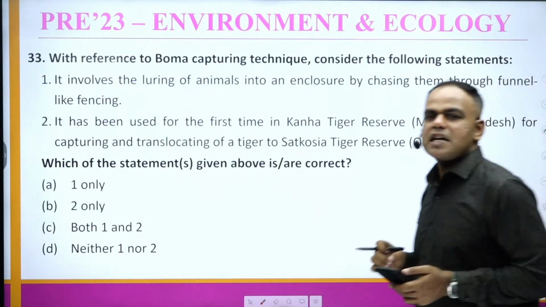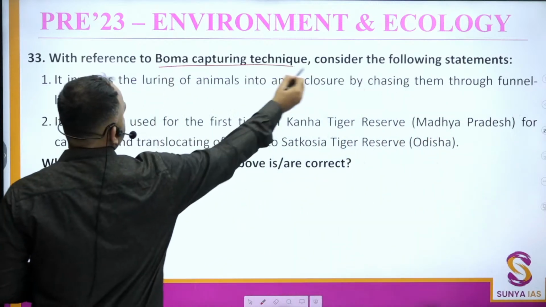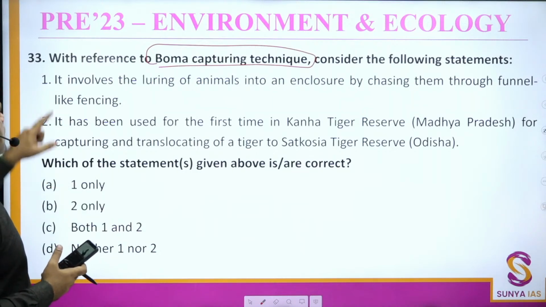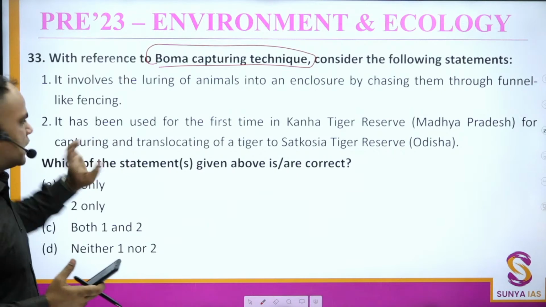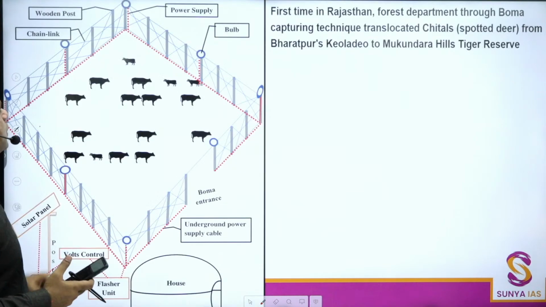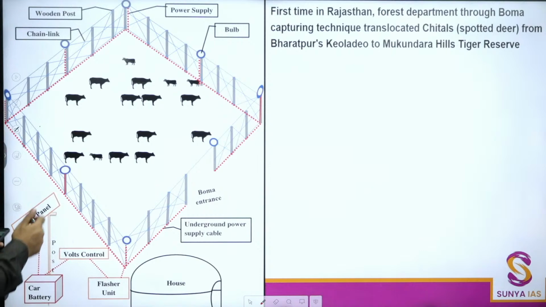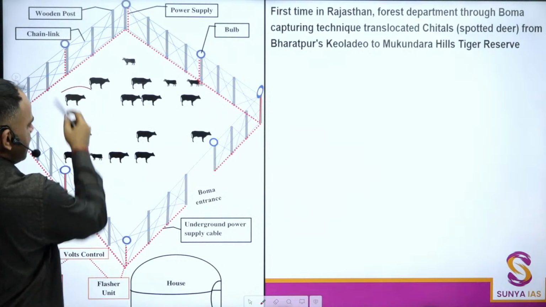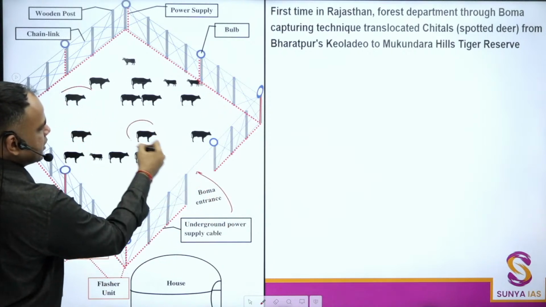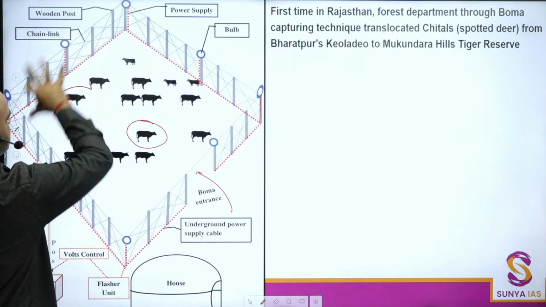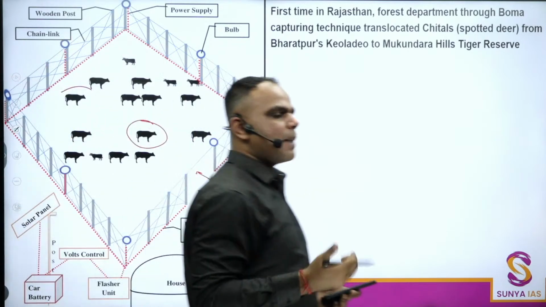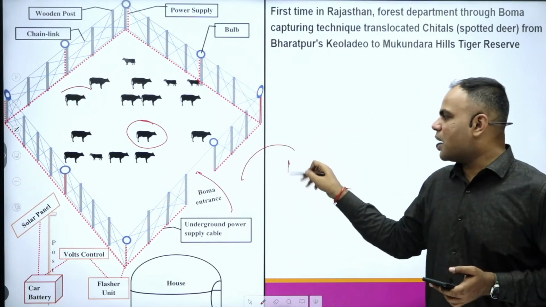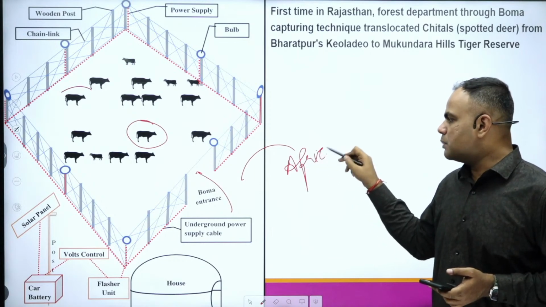Now again, this has been asked in current affairs, this BOMA capturing technique. So what is the BOMA capturing technique? You are luring the animals into an enclosure. I'll just show you what this means, then it will make sense. This is the enclosure. In the BOMA capturing technique, there are enclosures, you can see, and you have an entrance. The animal goes in here, and then the power supply is there. The basic idea is that you want to capture and conserve these species. This has been inspired from Africa.